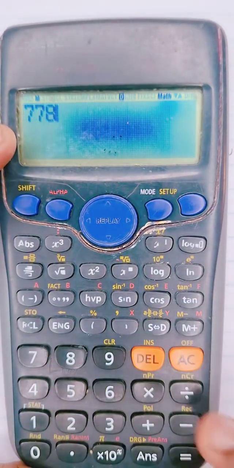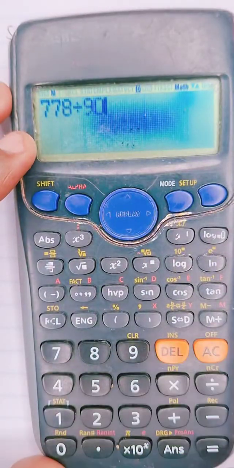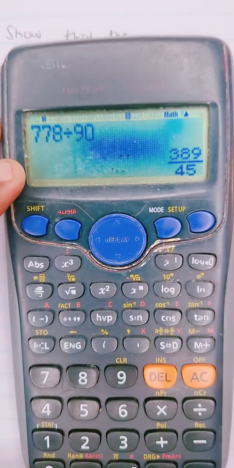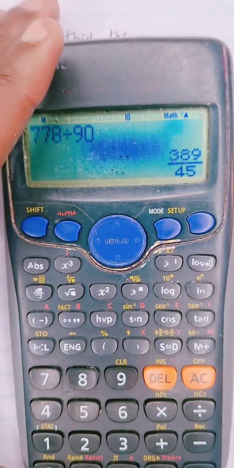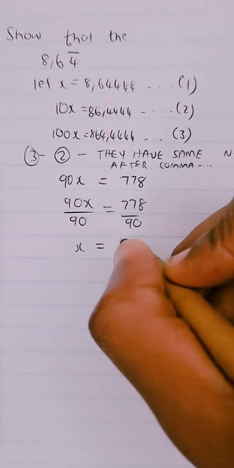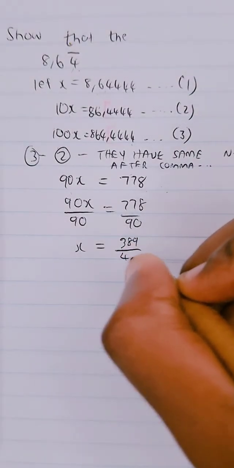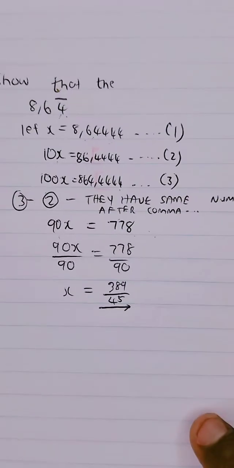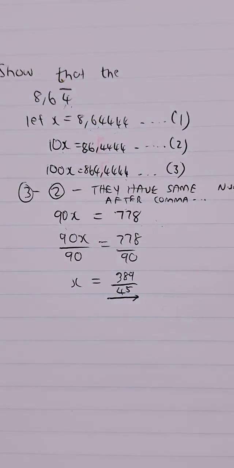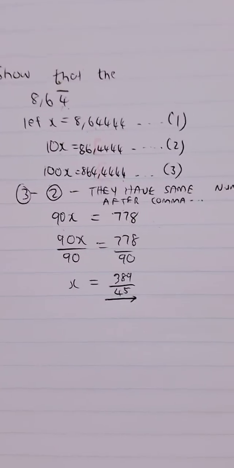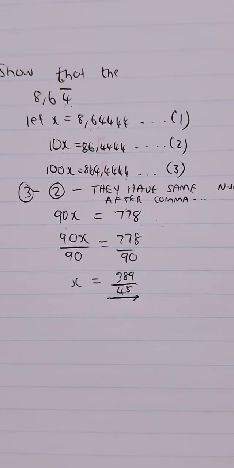So 778, we divide by 90. Look at the calculator, what it gives us. It gives us 389 over 45, which is what we want. We want the fraction to be simplified. 389 over 45. Please, guys, these are nice marks. Chowable marks. Don't allow yourself to not chow those marks when they are chowable. Make sense? Don't allow yourself to not chow the marks when the marks are chowable.